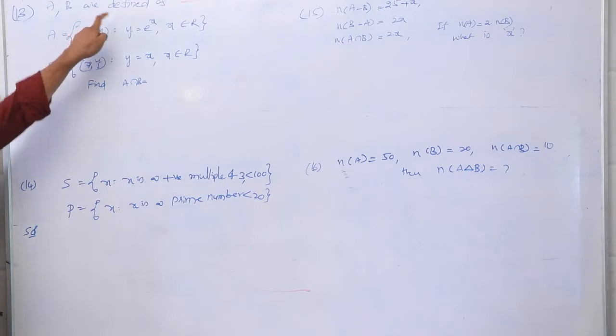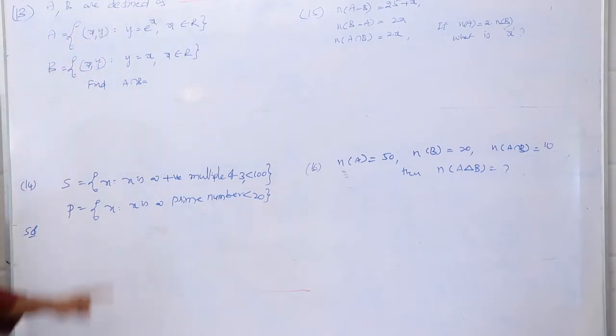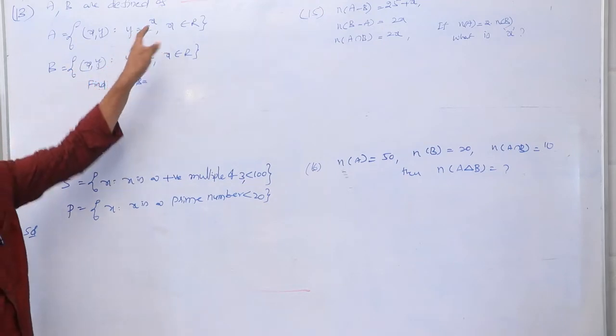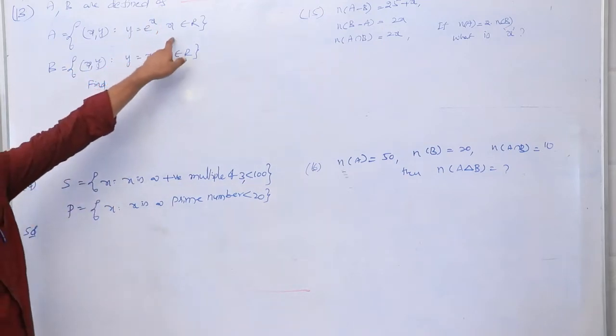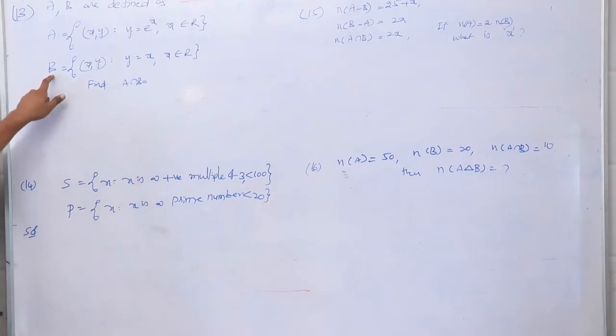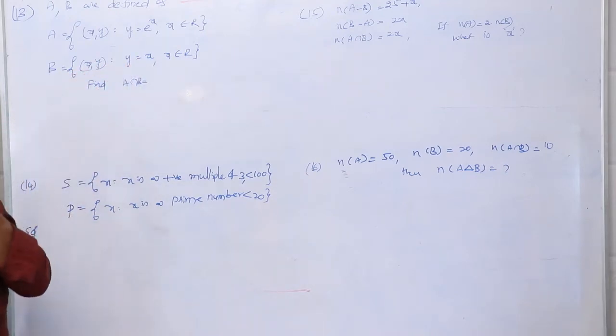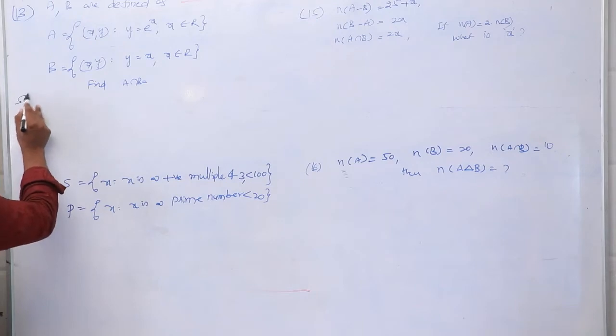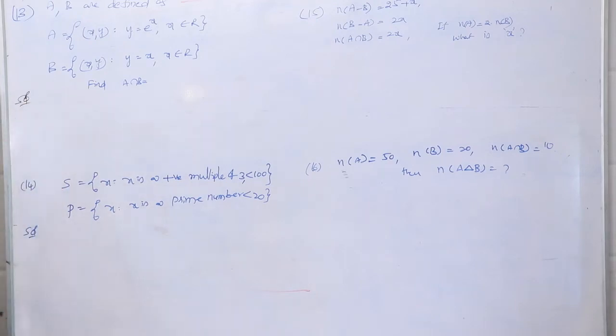A and B are defined as A equals the set of (x, y) such that y equals e to the power of x and x belongs to R. B equals the set of (x, y) such that y equals x and x belongs to R. Find A intersection B. You can solve this type of problem using the graphical way.